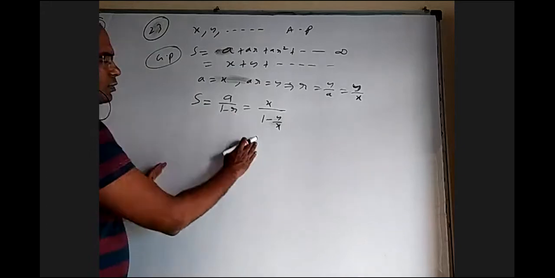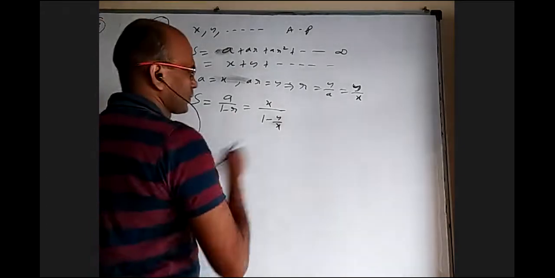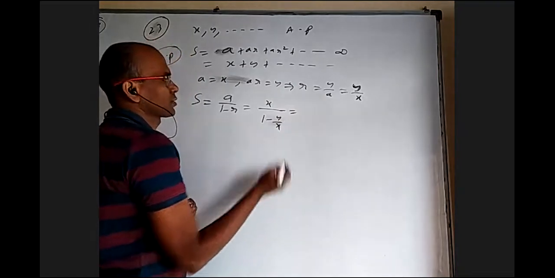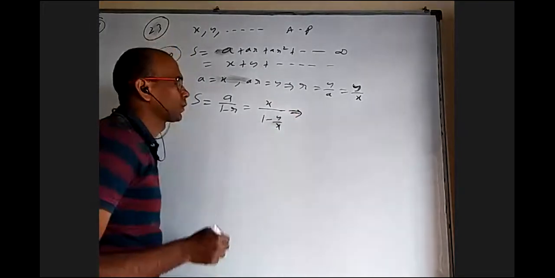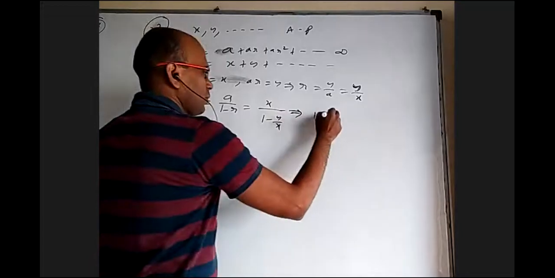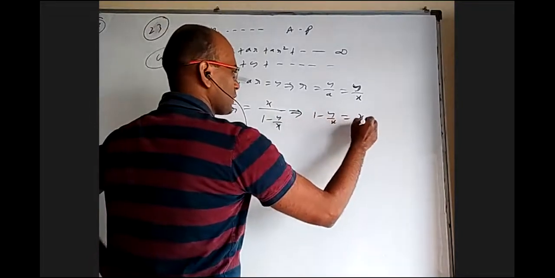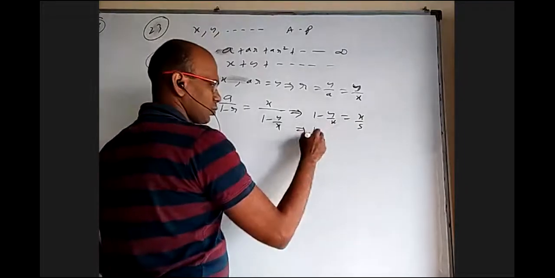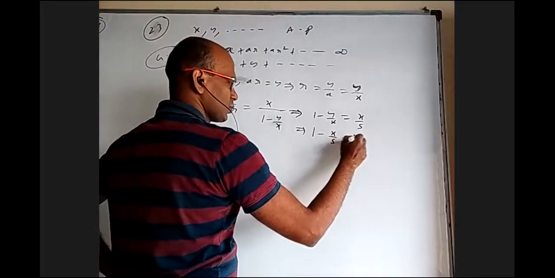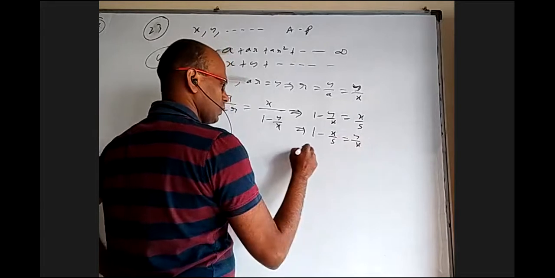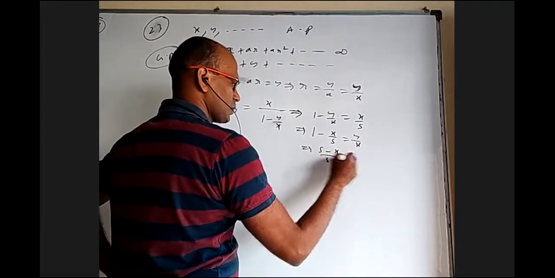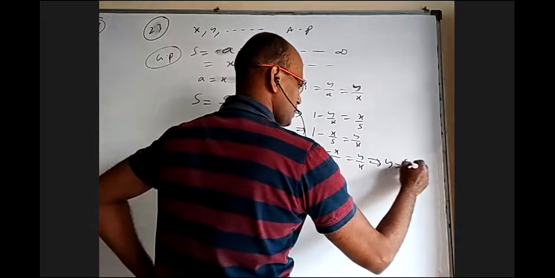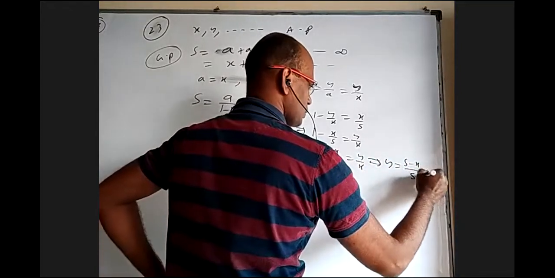Okay, so we got at least a relation between these. I can even find y in terms of x and S. 1 minus y by x is equal to x by S. So 1 minus x by S is equal to y by x. That is S minus x by S is equal to y by x. So y is S minus x by S into x.